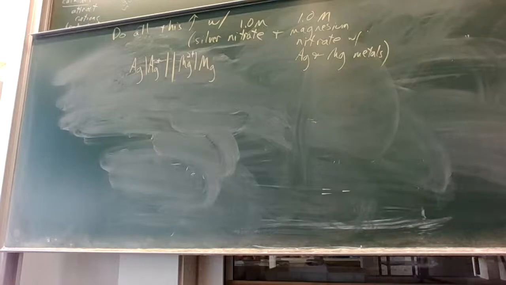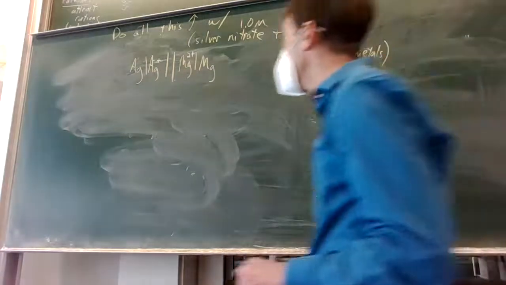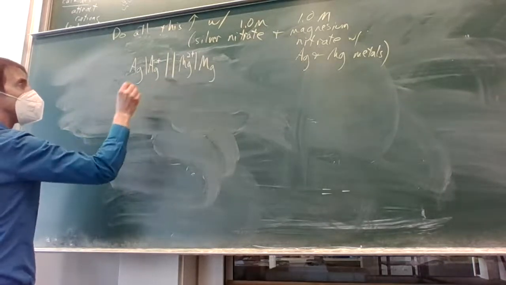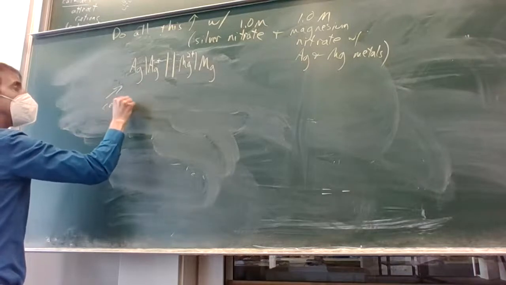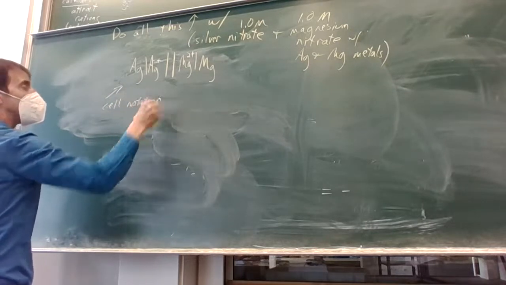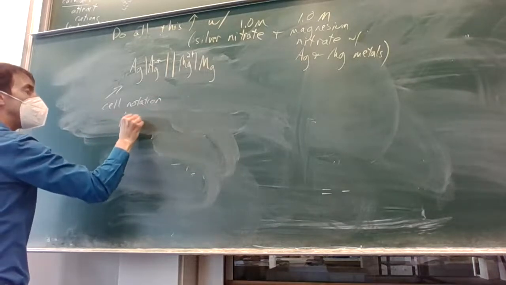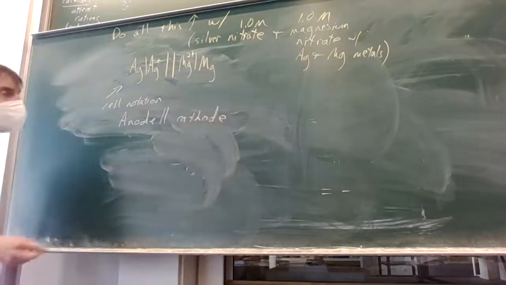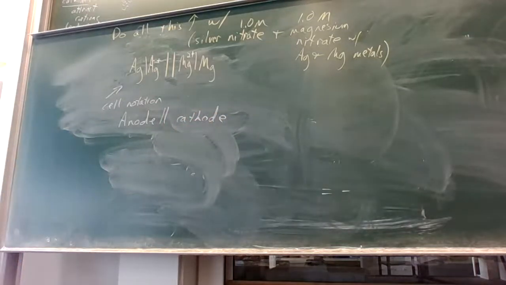Okay, so silver, and what else did I give you? Magnesium. I did it right. Hallelujah. Small wonders. Okay, this is called cell notation. So I just gave it to you. It's the anode and then double lines the cathode. And if you think about it, I gave you the guts of the reactions too. So that actually can save you time.